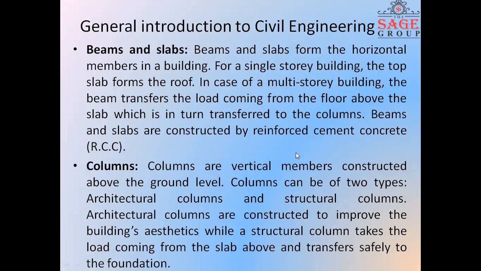The columns are the vertical members constructed above the ground level. Columns are of two types. First one is the architectural column, and second one is the structural column. The architectural columns are constructed to improve the building aesthetics, to make a building beautiful from the outer look and appearance, and the structural column works to transfer the load coming from the slab to the foundation.